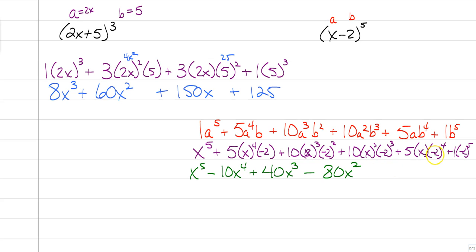We have negative 2 to the 4th power is 16 times 5 would be another 80x, and then negative 2 to the 5th power would be a negative 32. So again, if you want to go multiply x minus 2 times itself 5 times, you go right ahead. But Pascal's triangle is a nice shortcut when you have something to multiply out 4, 5, 6 times.